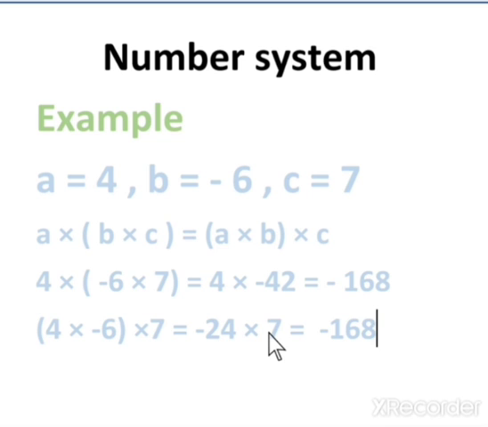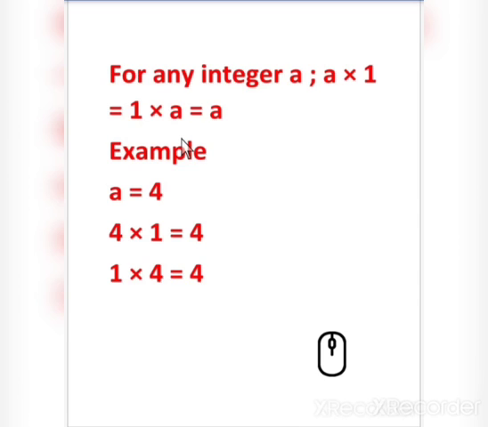Next we're going to see the identity property for multiplication. Next we're going to see about multiplicative identity. For any integer a, a into 1 equals 1 into a. If we multiply 1 with an integer, the answer will be that integer only. For example, take the value for a as 4.